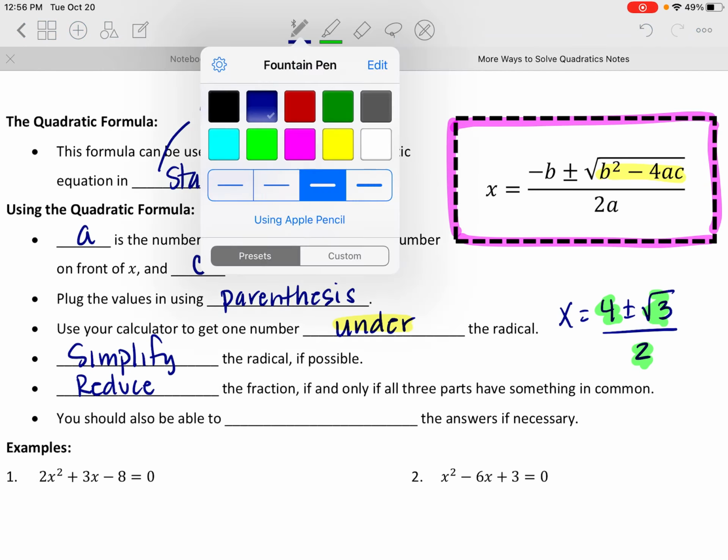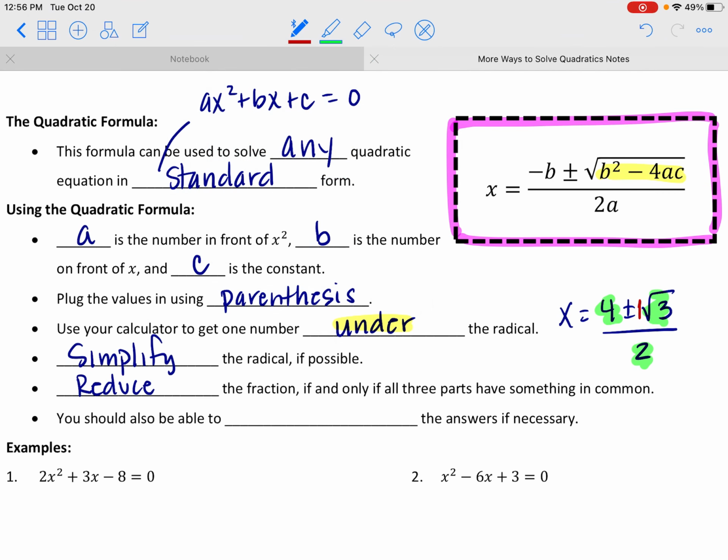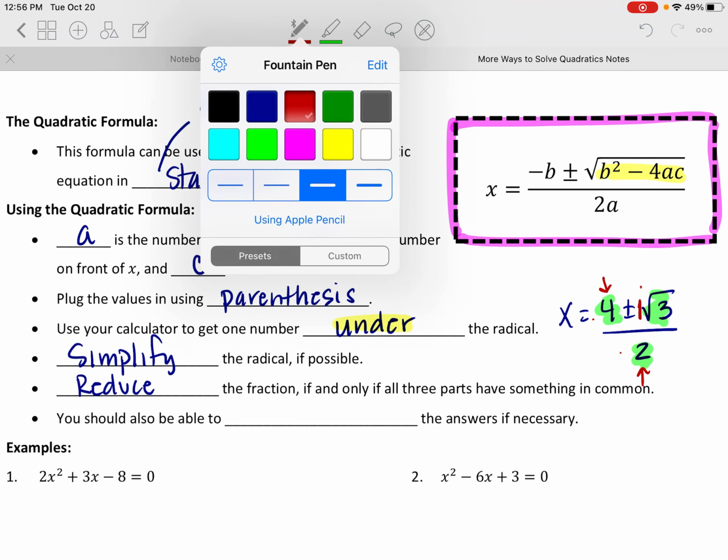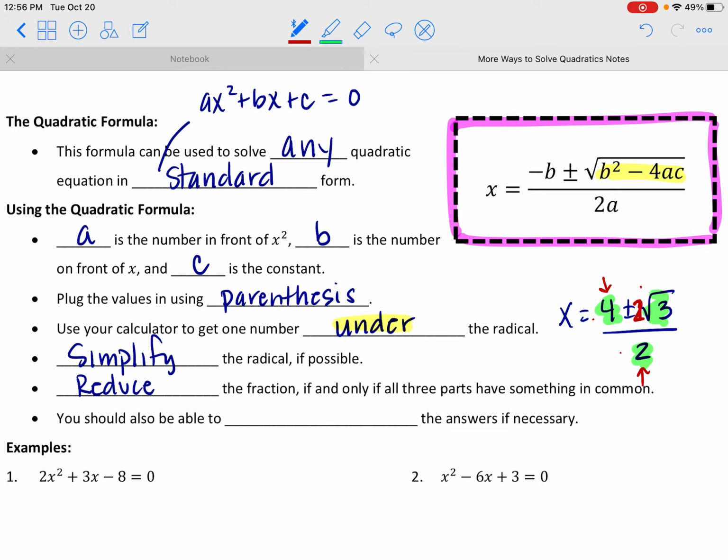and they do not all have a common factor. So what you're looking to reduce would be the coefficient of the radical, the number in front of the plus or minus, and then the denominator, and 1, 4, and 2 have nothing in common. Now, if in front of the radical, let's say there was a 2 here, then the 2 and the 4 could all be reduced by 2. But the reducing would be the very last thing you would try to do, okay? And then you should also be able to approximate these answers, but the calculator can help us with that.